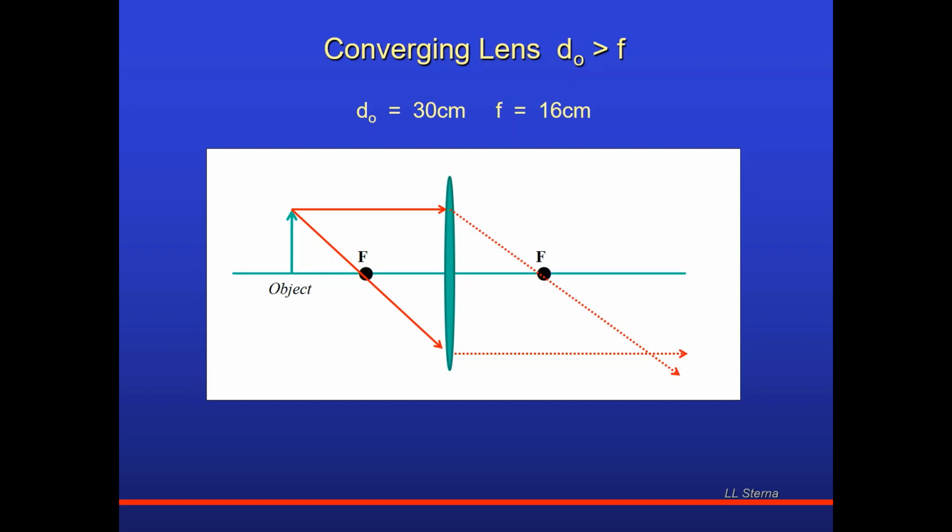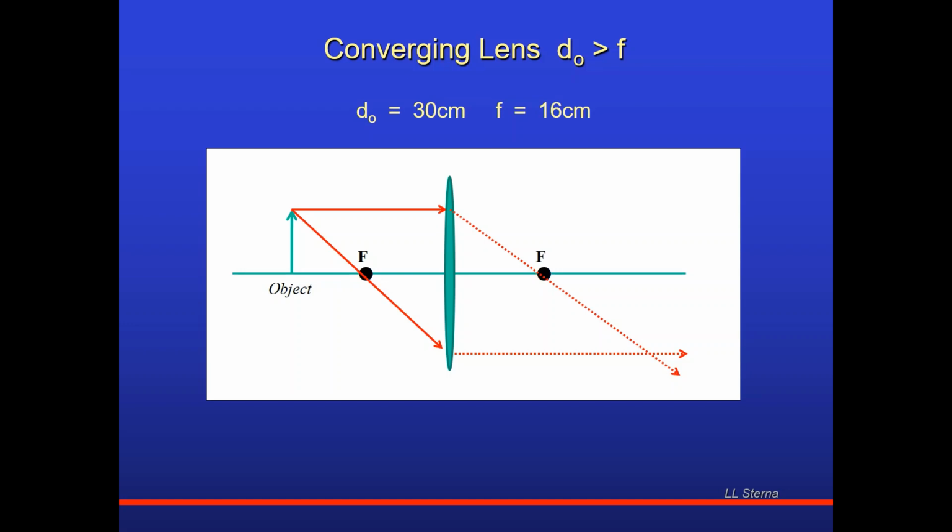Therefore, we can conclude that any time the object is further from the lens than the focal point, converging lens, we're going to get a real inverted image, because that's what this picture shows. Real inverted image. And the only thing we assumed was the object was further from the lens than the focal point.